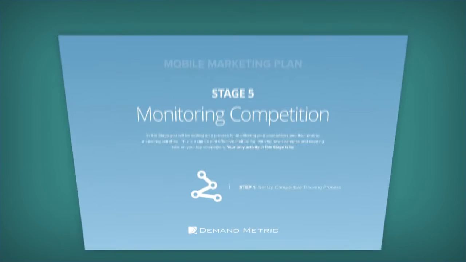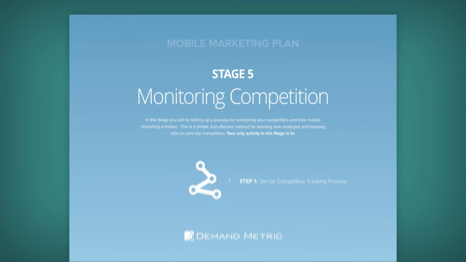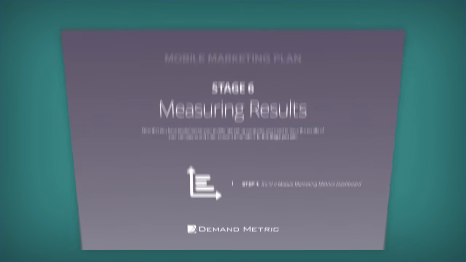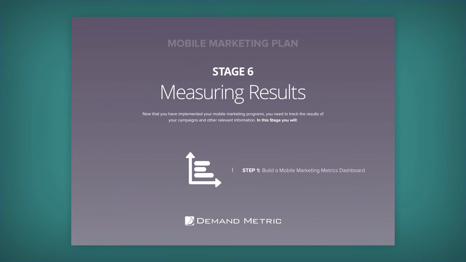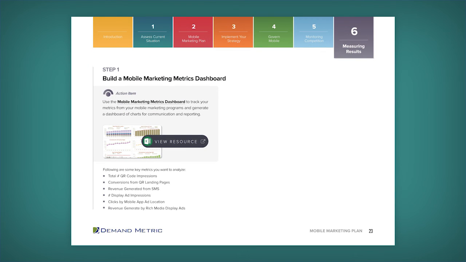In stage number 5, we're going to focus on monitoring your competition. And here, your one and only step is to set up the competitive tracking process. In stage number 6, we're going to finish by measuring results. And here, the first and only step is to build a mobile marketing metrics dashboard.